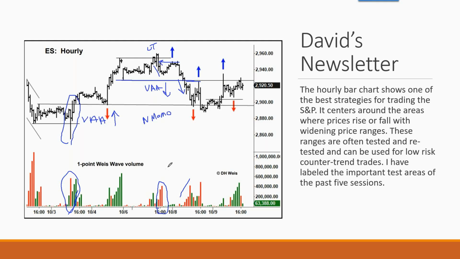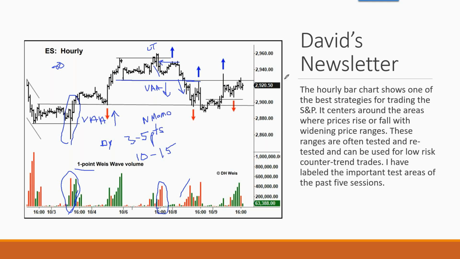You'd have to adjust. Like this, he's got 1 point for an hour, for a 60-minute bar. If you go up to a daily chart, I'd probably go 3 to 5 points on that. A weekly bar might be somewhere between 10 and 15 points.